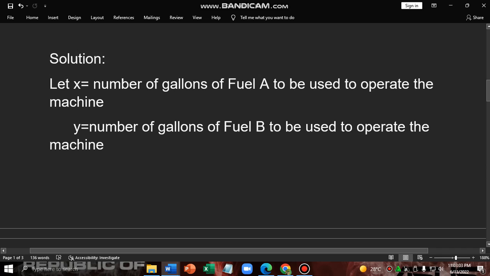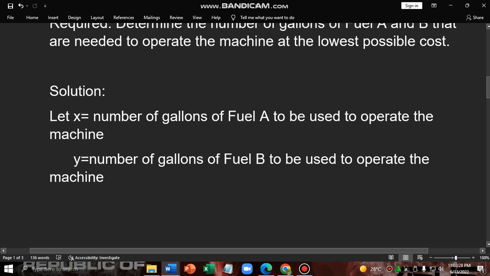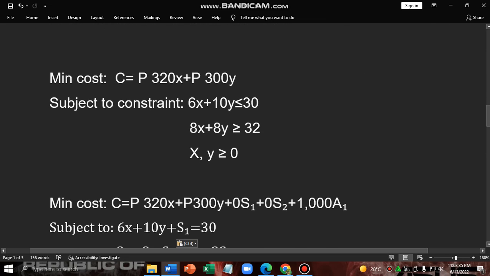First, of course, we represent. Let X be the fuel A, let Y be the fuel B. So let X be the number of gallons of fuel A to be used to operate the machine, and let Y be the number of gallons of fuel B to be used to operate the machine. So we know that X represents fuel A and Y represents fuel B. Now we will make the constraints.